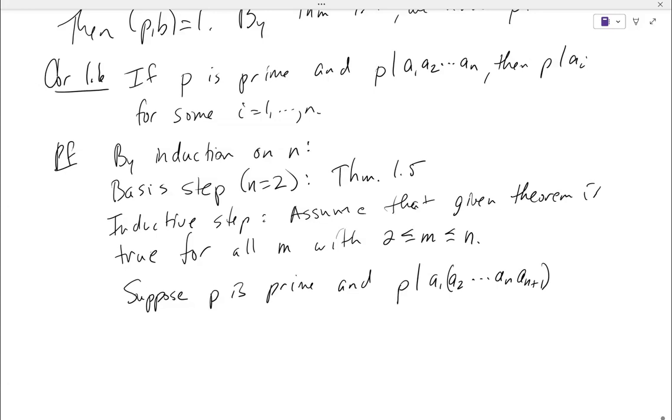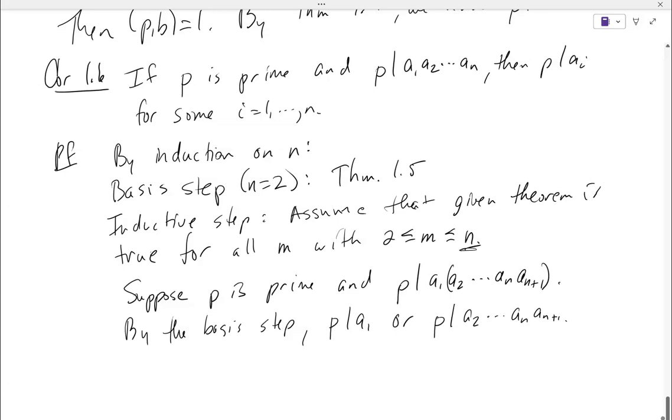Have we made a proof about 2 things? Yeah. So by the basis step, if you will, or the inductive hypothesis, either one, I'll say by the basis step, P divides A1 or P divides A2 out to AN plus 1. Right? Now how many factors are in the second piece? N of them. And that falls under our inductive hypothesis, right?